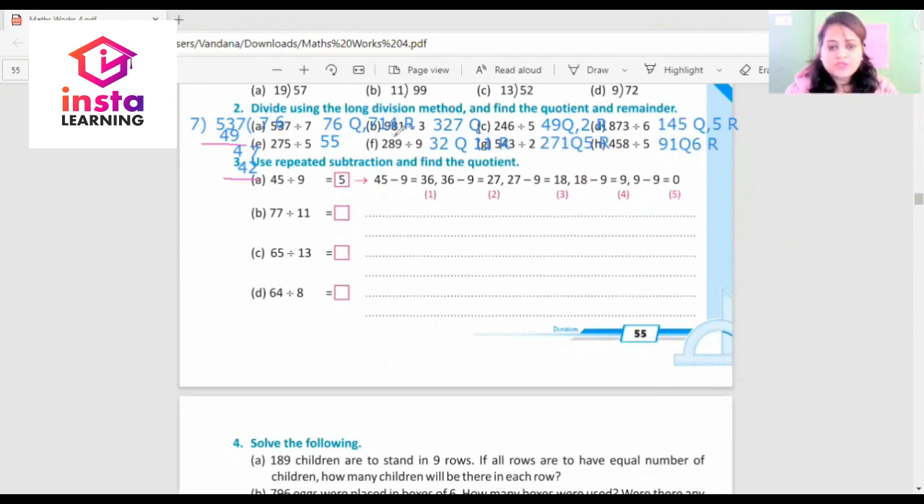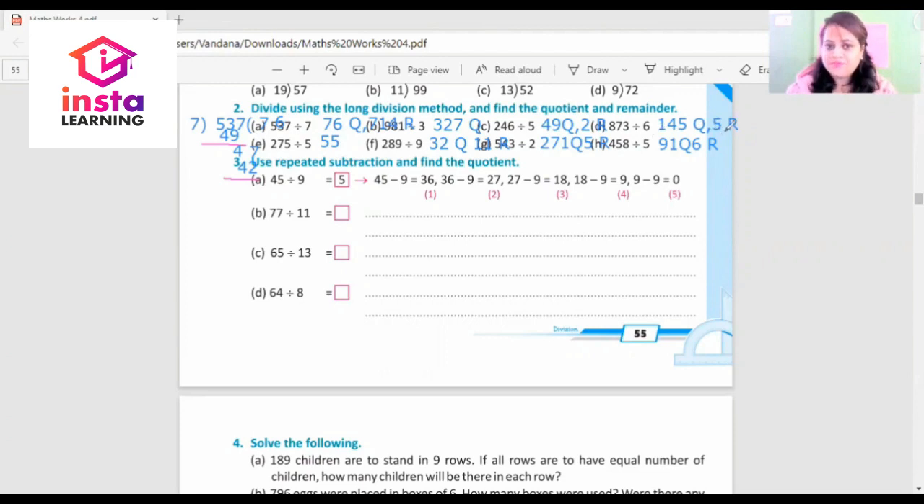Now it's the B question. 981 divided by 3. So you will get the answer here, 327, as your quotient. And in this, 246 divided by 5, your quotient is 49 and 2 is your remainder. Okay. Now 873 divided by 6. Quotient is 145. Just read the table of 6 and then you will get the answer.